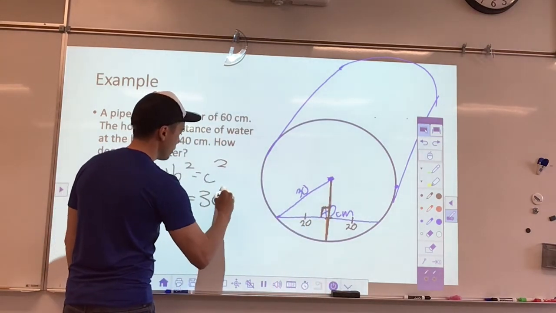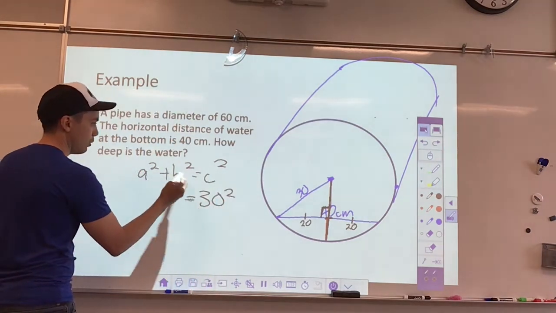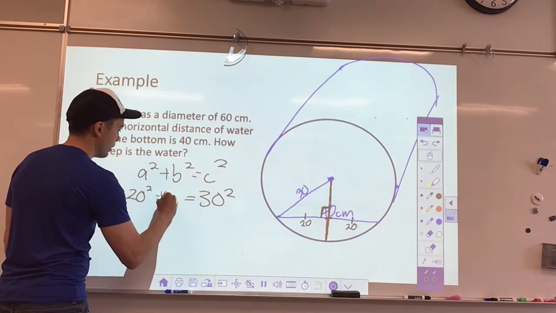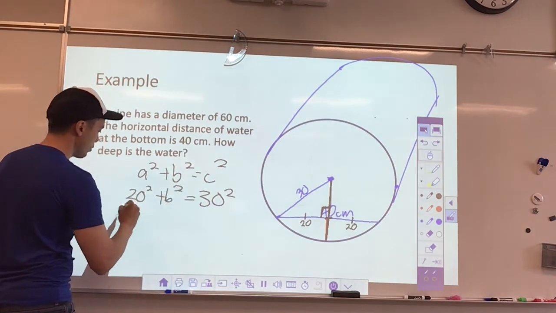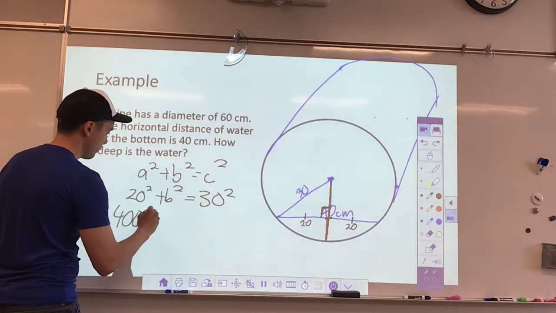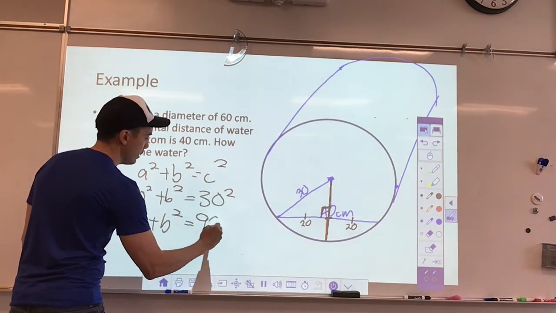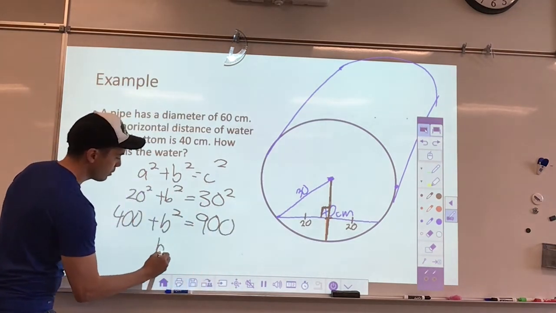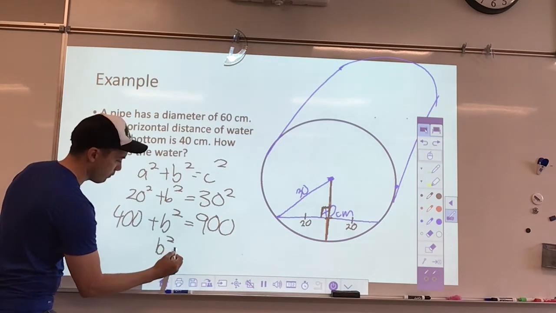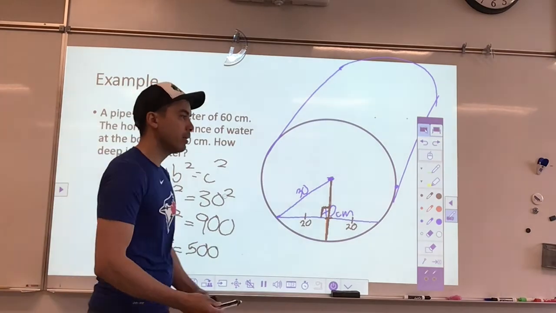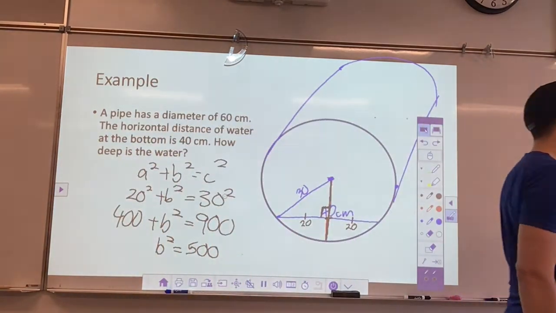So my 30 squared goes here. 20 can go here or here. It doesn't matter. Plus b squared, 20 squared, 400. Plus b squared, 30 squared is 900. And b squared, I'm going to subtract 400 from both sides to get 500. And then I've got to take the square root of 500.